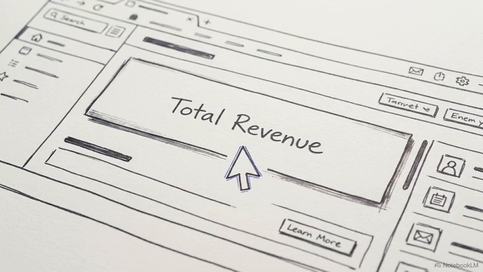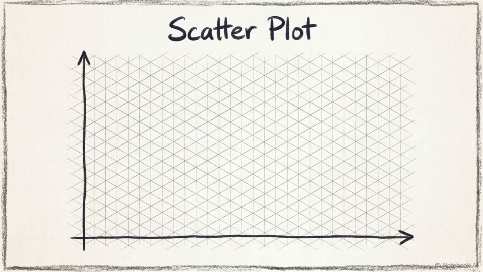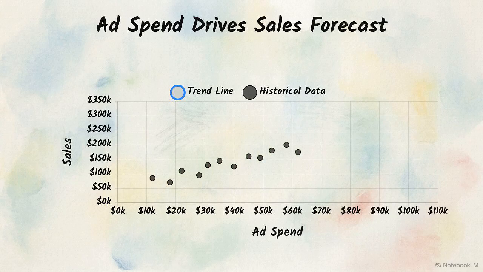For our initial exploratory analysis, drag a single numeric field onto the canvas to create a card. This gives us a headline figure, such as total revenue, to use as a baseline. To see how two variables interact, create a scatter plot visual. Map your spend metric to the x-axis and your sales metric to the y-axis. This chart shows a basic regression.